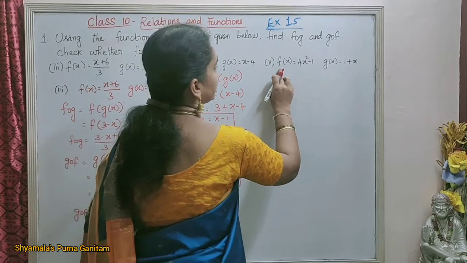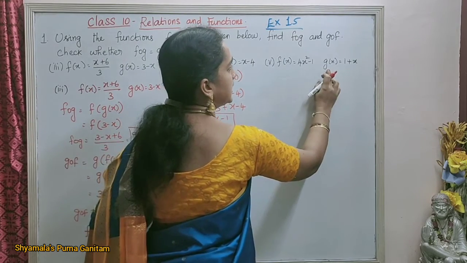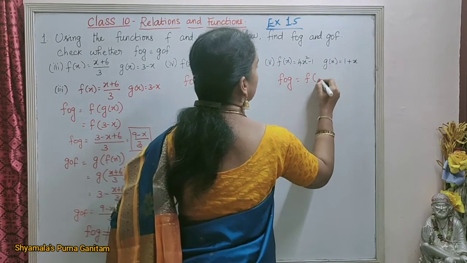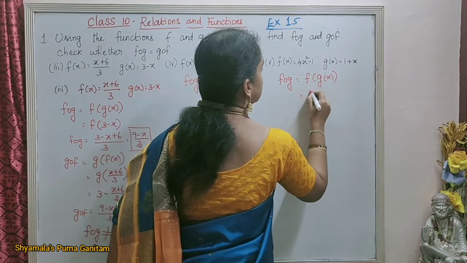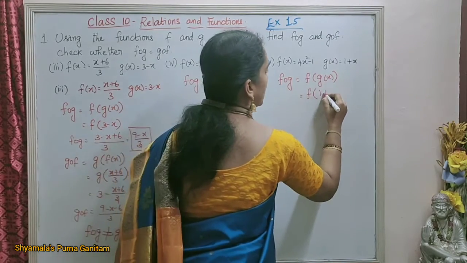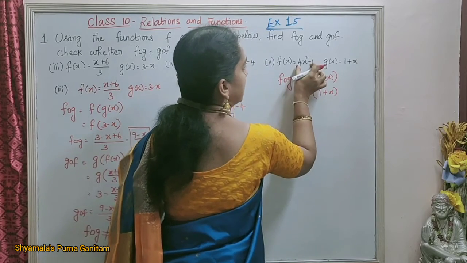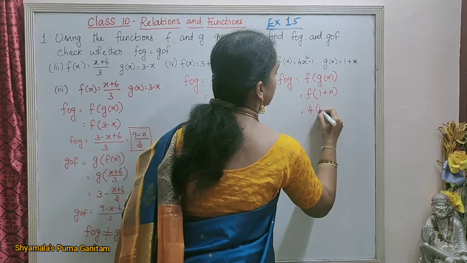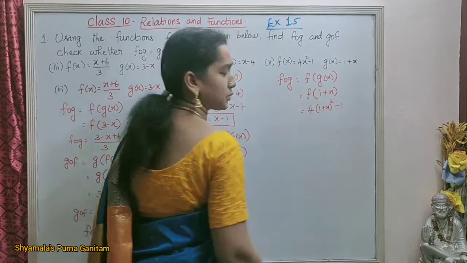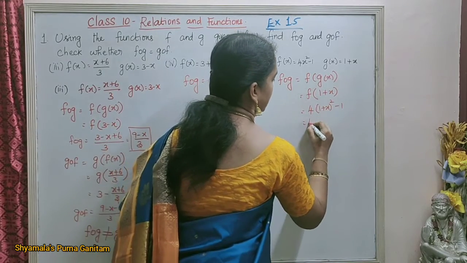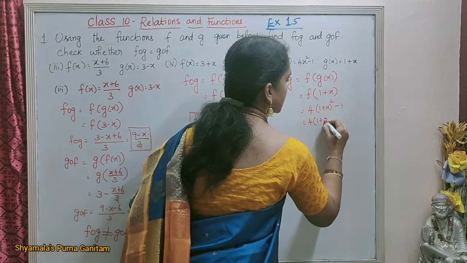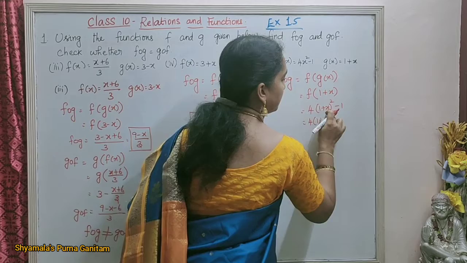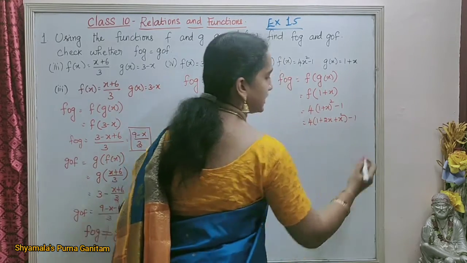Okay. Then the fifth sum. f(x) is 4x² − 1, g(x) is 1 + x. So f of g is f of g of x, which is f of (1 + x). f(x) is 4x² − 1, so this one will be 4(1 + x)² − 1. Okay, so this has to be simplified. So 4 into (a + b)² is a² + 2ab + b², minus 1.